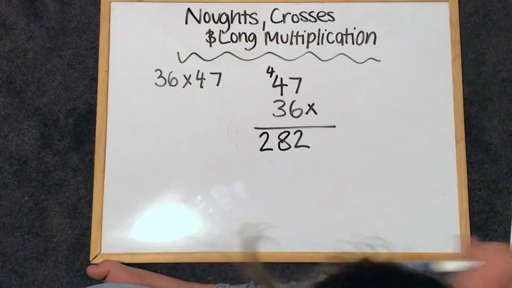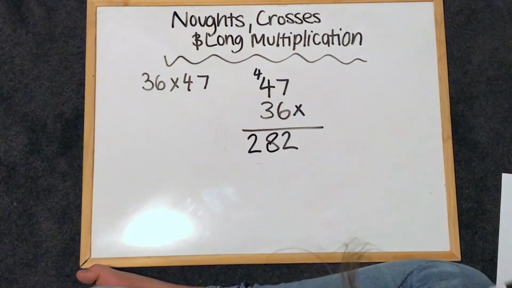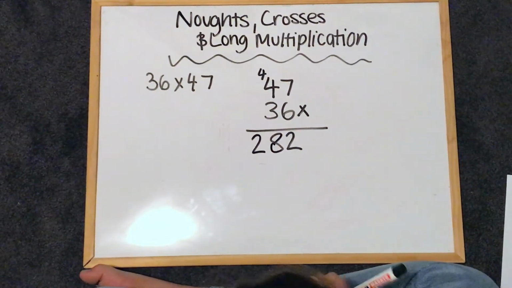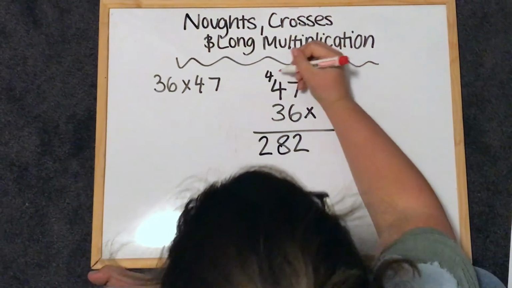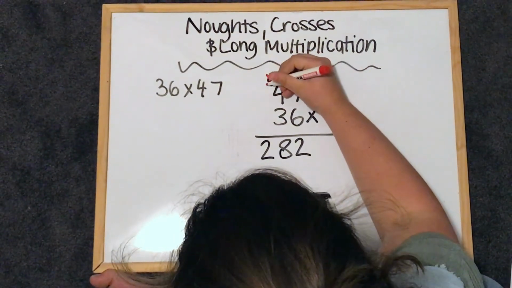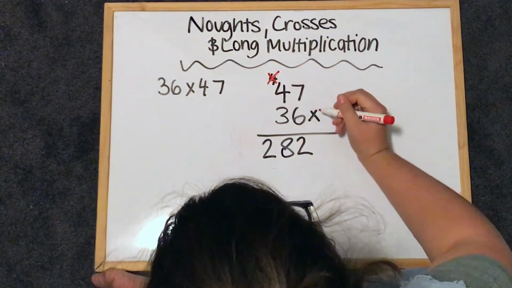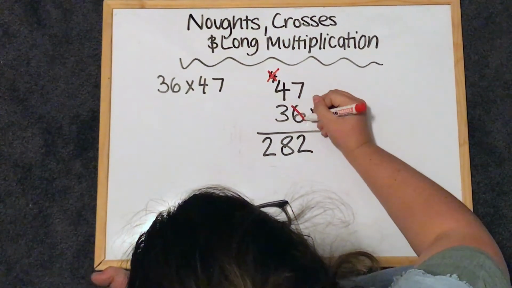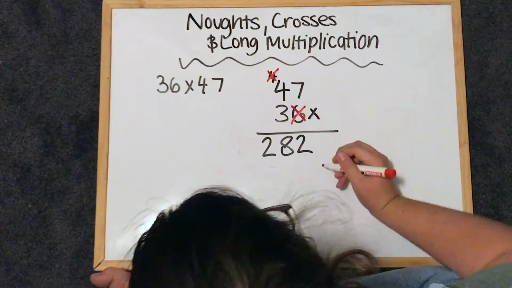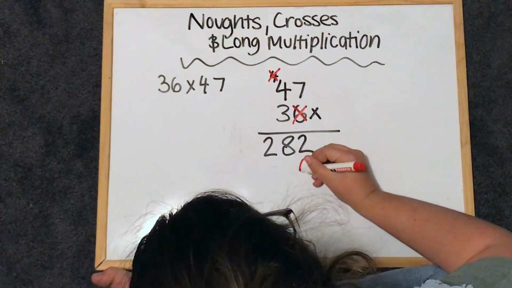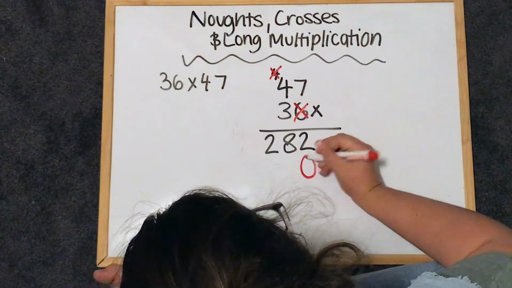Now comes our noughts and crosses moment. Cross out any numbers you traded to avoid confusion in the next part. In this case, it's the number 4. You will also need to cross out the number 6 that you just used. The nought symbol goes in the ones column of the next line of your answer.